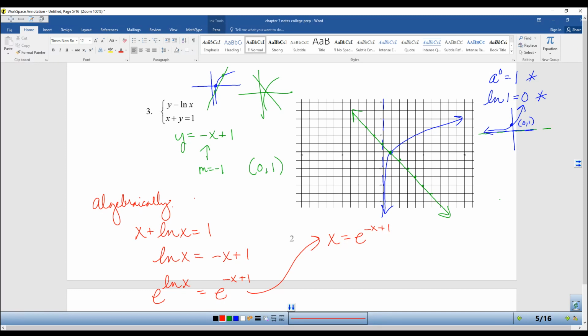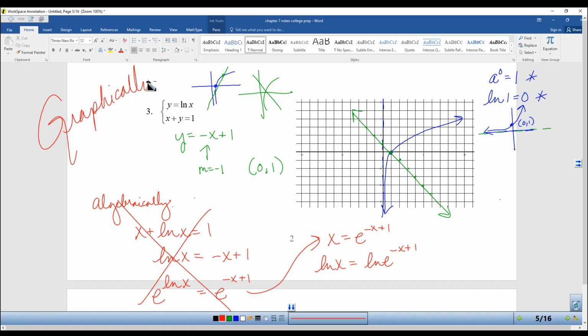Oh, but now I have x stuck as the exponent. That's not good. How do we undo an e? We natural log. Oh, no. All right, you can see what's happening. We're going to be in some kind of an endless loop. The bottom line is you don't know how to solve these kinds of problems algebraically. This is above what you have learned this year. So this one has to be done graphically.